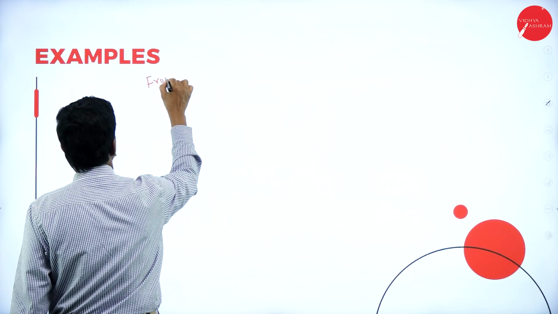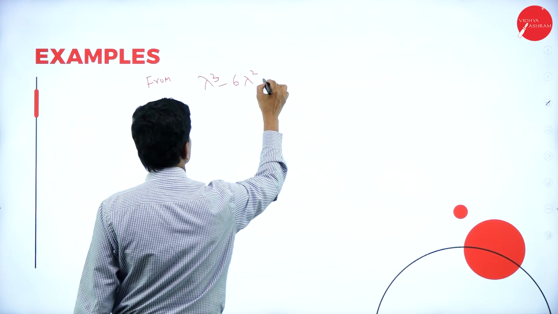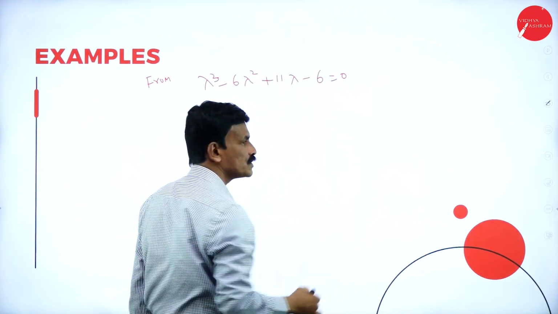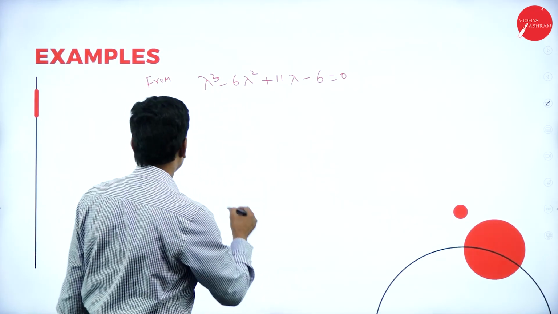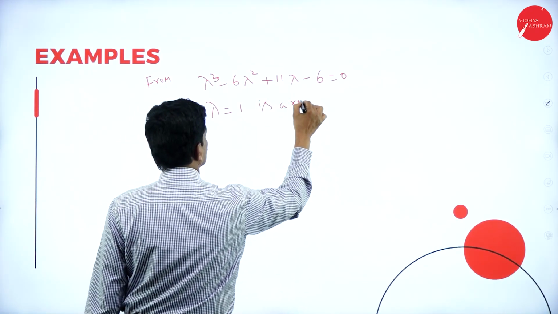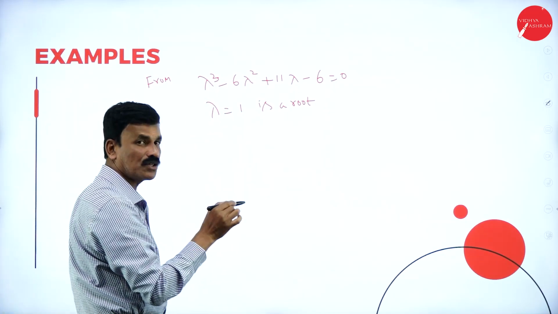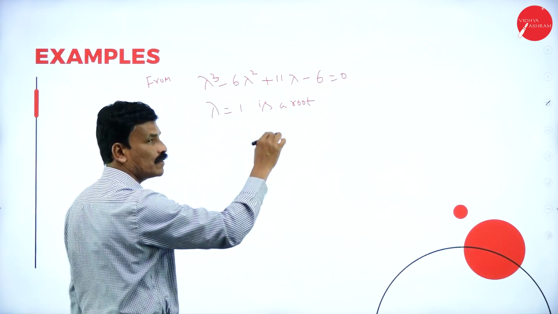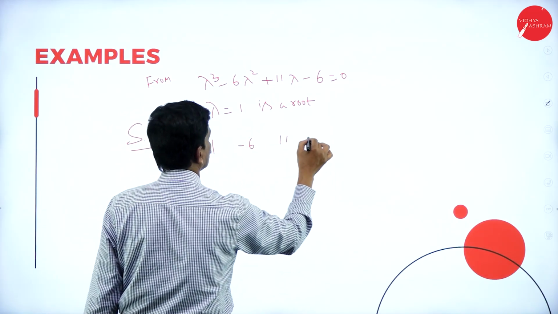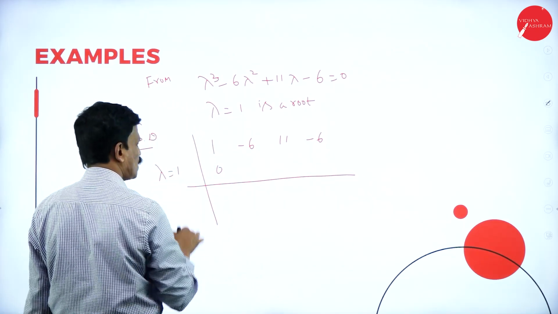Now from this, lambda cube minus 6 lambda square plus 11 lambda minus 6 is equal to 0, right? Already we got lambda is equal to 1 is a root. Now, using synthetic division, just write down the coefficients of lambda cube, lambda square, lambda and constant on the first line: 1, minus 6, 11 and minus 6. Below this write 0. What is the value of lambda? Lambda is 1, a root.